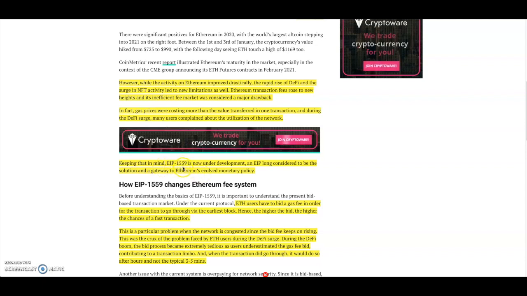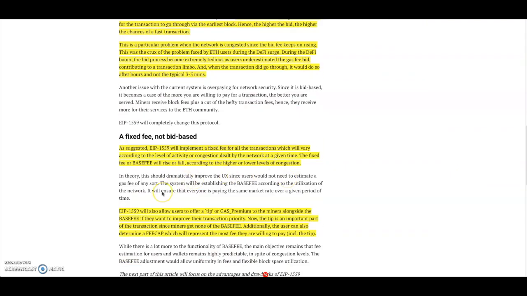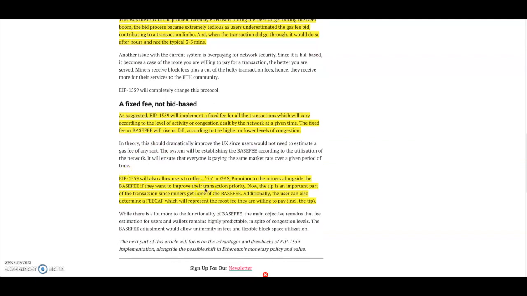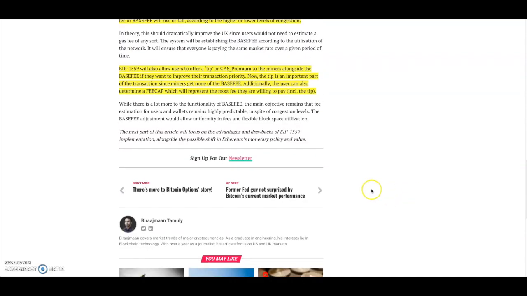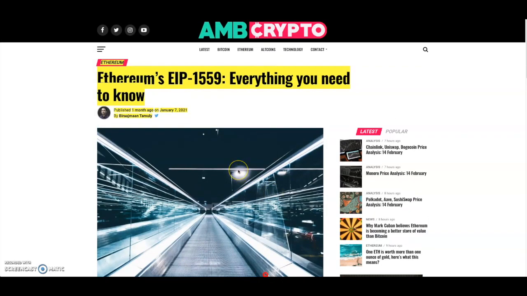EIP 1559 is under development, and has long been considered the solution and gateway to Ethereum's evolved monetary policy. Basically, what EIP 1559 would do is, just as suggested, implement a fixed fee for all transactions, which will vary according to the level of activity and congestion on the network at the given time. The suggested fee and base fee will rise and fall according to the higher and lower levels of congestion, right? Basically, it also allows you to tip gas, right? But this is not coming for a while, guys. This is meant to help Ethereum, but it's not coming for a while, and that's the problem.